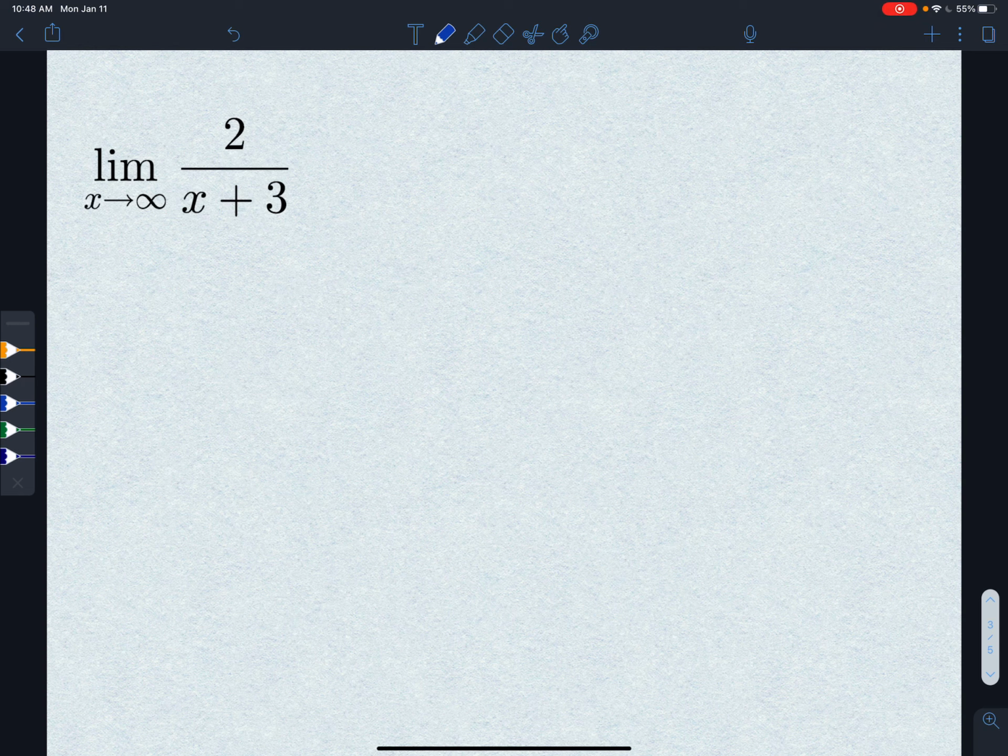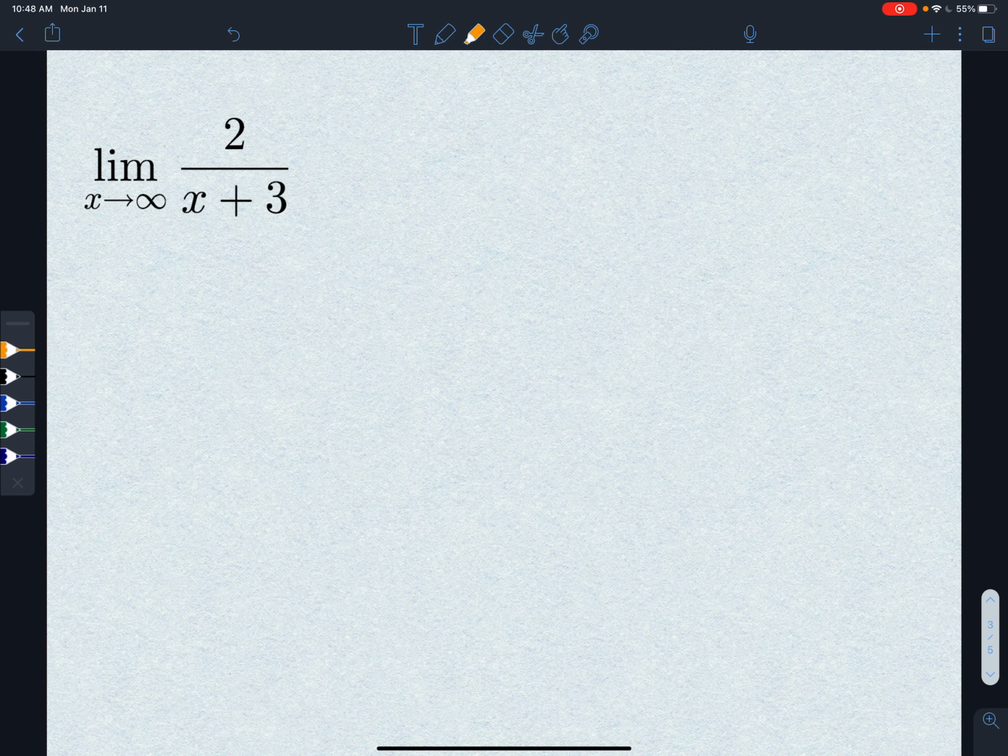This is a really short one, but we can also look at limits at infinity analytically. In other words, without really having to look at a graph. Now, I do encourage you, if you want to get more of a sense of this limit, graph the function y equals 2 over x plus 3, and then see what happens as x is going to infinity.